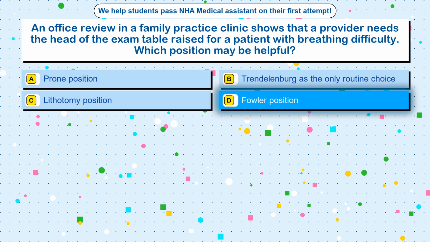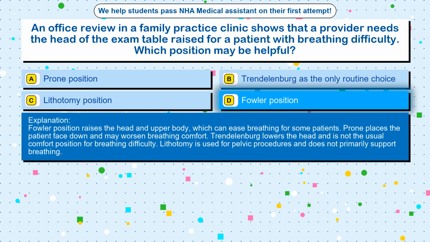Fowler position. Fowler position raises the head and upper body, which can ease breathing for some patients. Prone places the patient face down and may worsen breathing comfort. Trendelenburg lowers the head and is not the usual comfort position for breathing difficulty. Lithotomy is used for pelvic procedures and does not primarily support breathing.